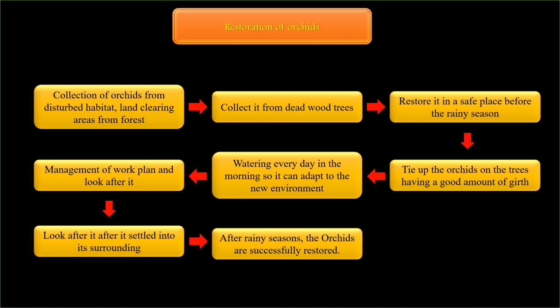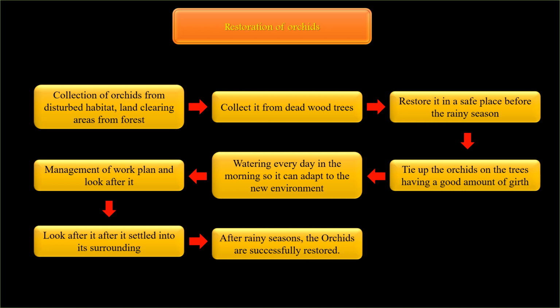First we will collect the orchids from disturbed habitats, land clearing areas, or mining areas. Then we will collect only from dead wood trees. We will not collect from their actual habitat, where they are attached to the tree trunk. We will never collect from them because that is their actual habitat that they have already adapted to, so we will not disturb that. We will only collect orchids from dead wood trees or fallen orchids on the ground.